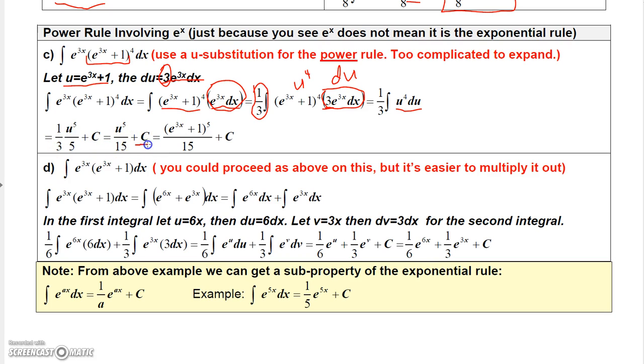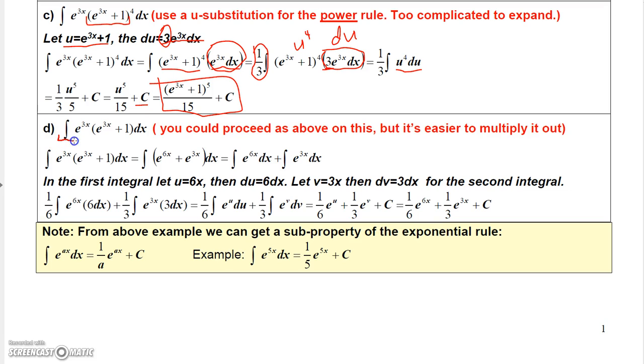Notice, don't lose your constant. Okay, and then the last step is to replace u with what we set it equal to, e to the 3x plus 1. So I have e to the 3x plus 1 raised to the fifth over 15 plus a constant as my final answer.